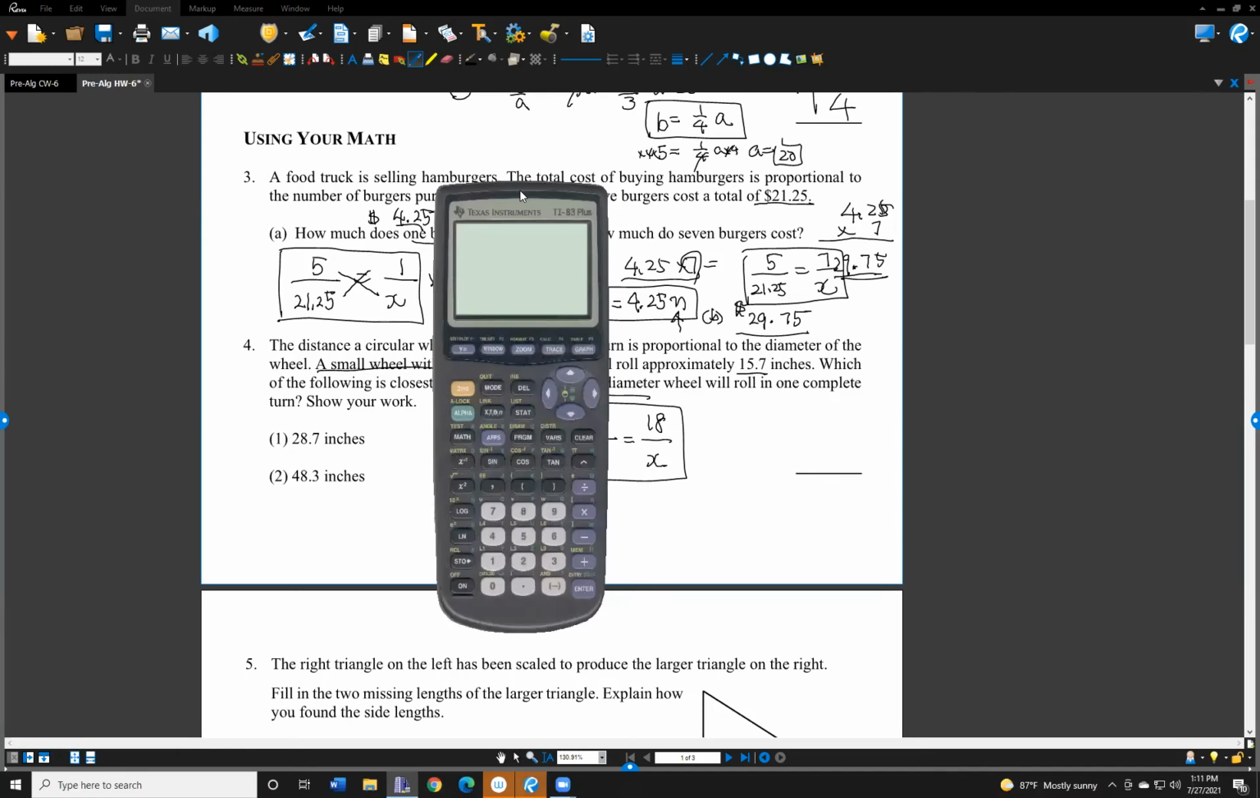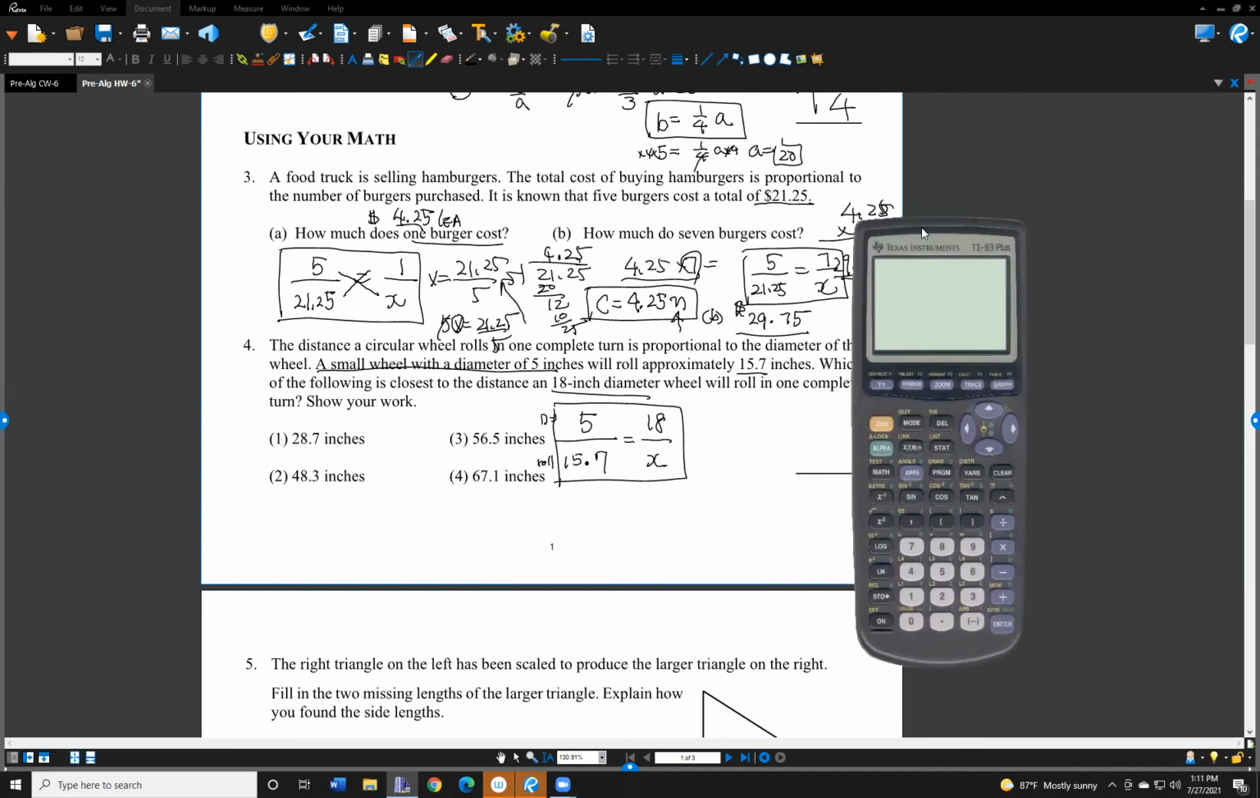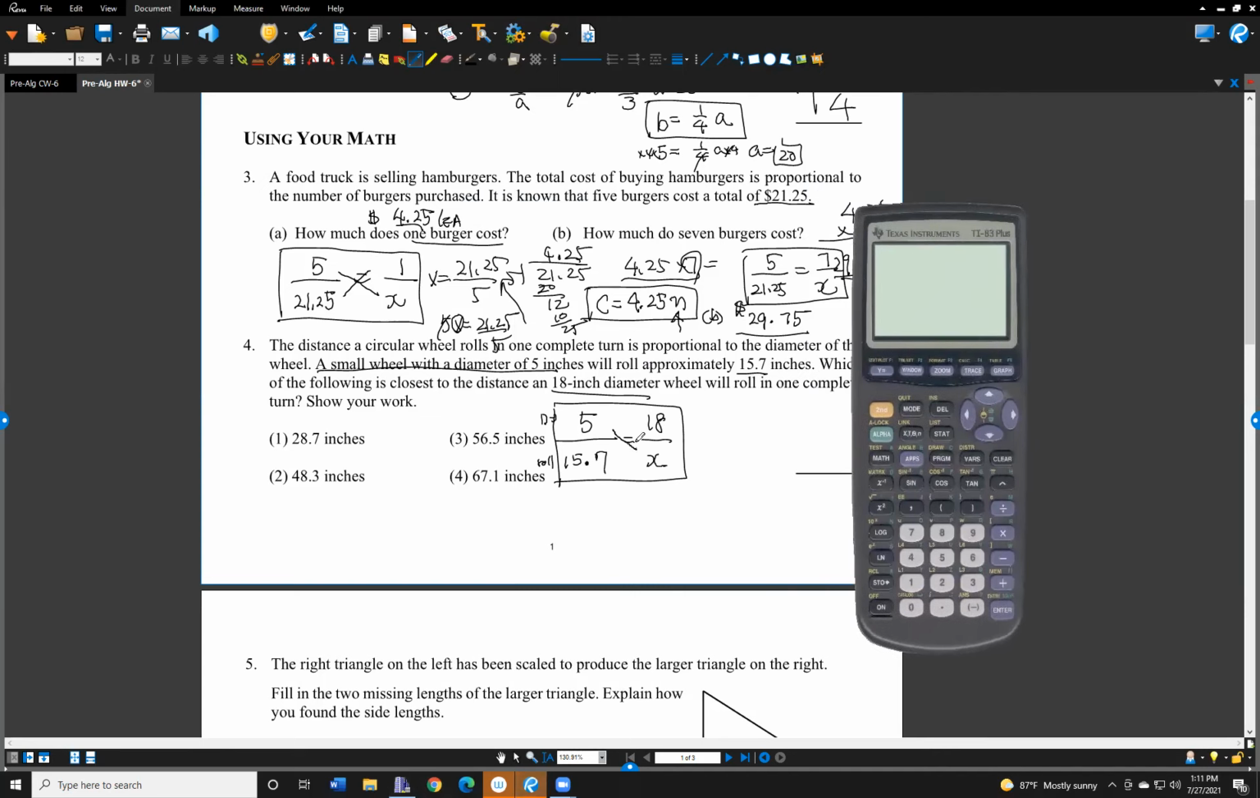You can see the calculator now. I'm gonna move down over here. All right, 5 times x, cross multiplication. 5 times x equals 18 times 15.7, right? After that, you can divide by 5 again. All right? Yep, that is the distance. From this, what is the diameter? 5. Okay, now let's find.